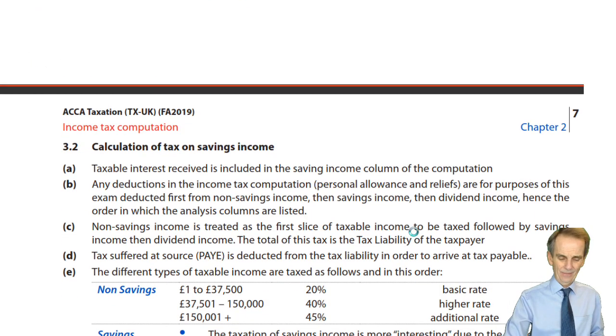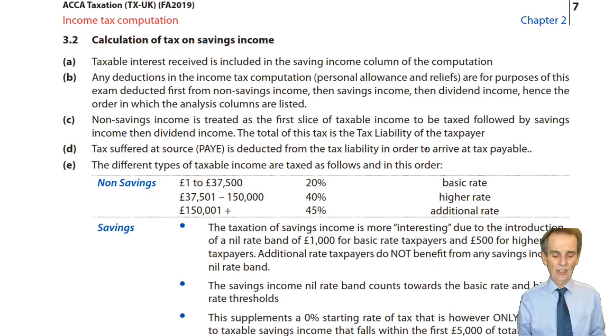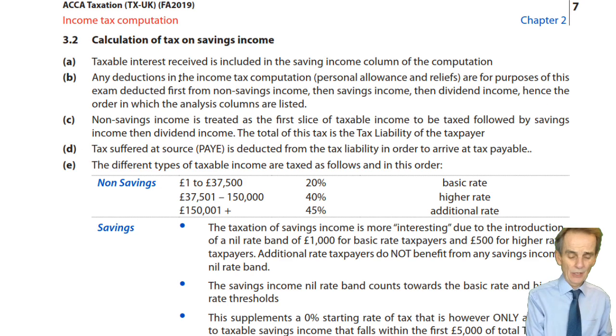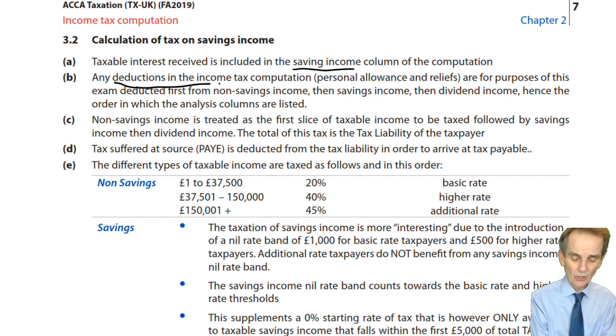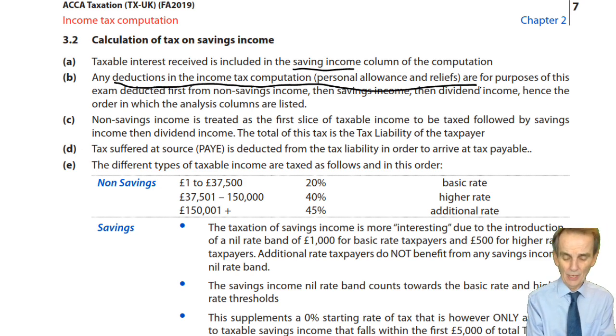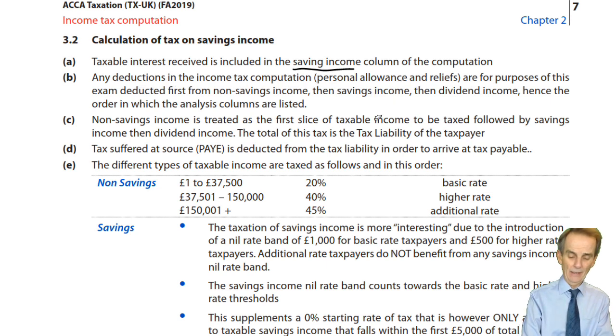We know that. The calculation of tax on savings income. We know that taxable interest received is included as savings income. It goes into the savings income column within your computation as well as part of your total. Any deductions that we've made in the income tax computation.